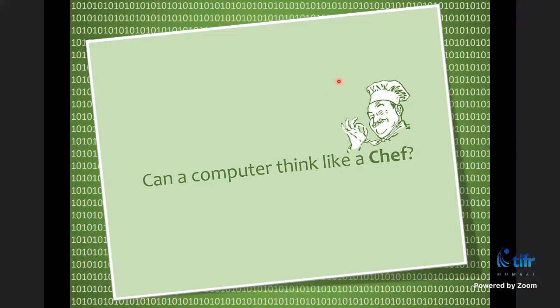In this talk, I would like to discuss one interesting topic which is pretty much hot and discussed these days, which is that of artificial intelligence and how it relates to culinary sciences. Well, going beyond Alan Turing's question of can a computer think, that was asked in the 1950s, we went ahead and asked this question: can a computer think like a chef?